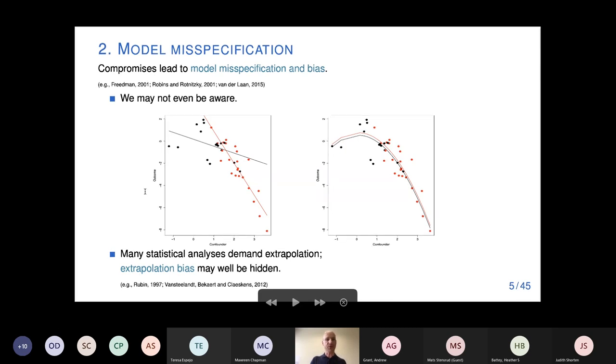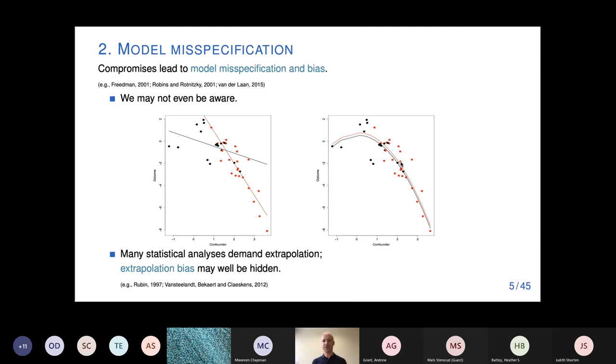This is artificial data on an outcome. We have one covariate, and there are two treatment groups. We have black people mostly sitting on the left. We have red people mostly sitting on the right. These could be two treatment groups. I'm showing you the results of fitting two models. On the left-hand side, you can see linear models that allow for effect modification. On the right-hand side, you can see the result of fitting a nonlinear model. These two models would be very difficult to distinguish based on the observed data.